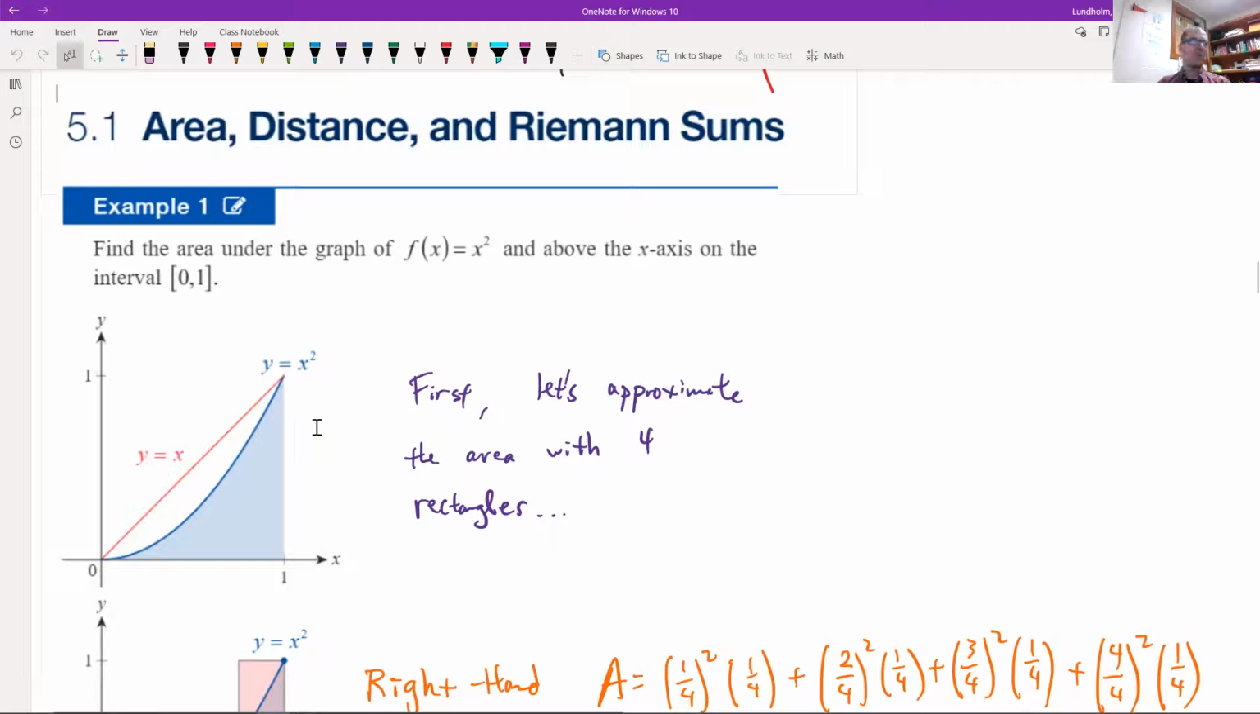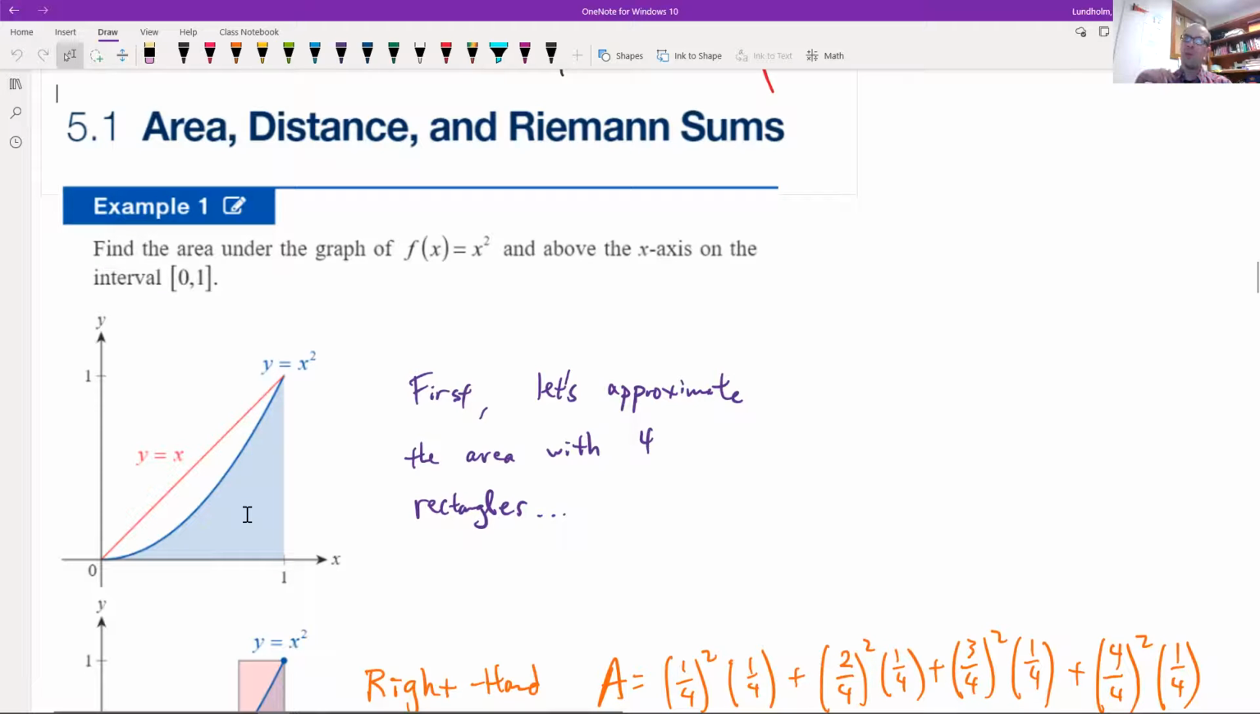Here we are stepping into section 5.1, and we're going to do this for about the next 13 minutes. We're going to be riffing off of this example pretty much the entire time. So the problem here is we have a function f of x equals x squared. Y equals x is given there as a reference. So this is going to be a relatively small amount of area that we're trying to find, but we're trying to find the blue area.